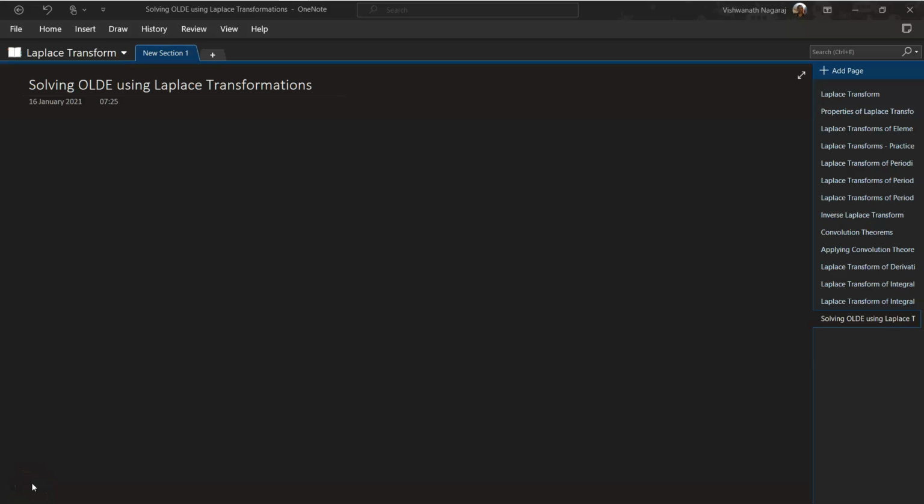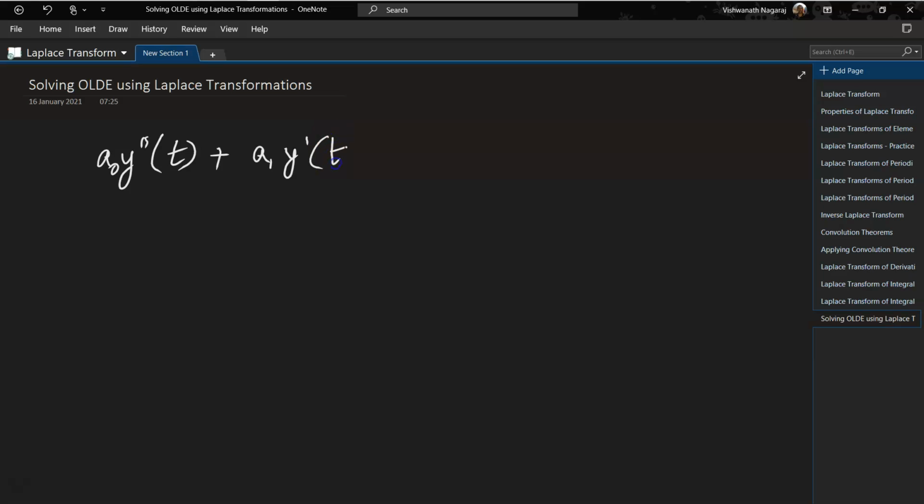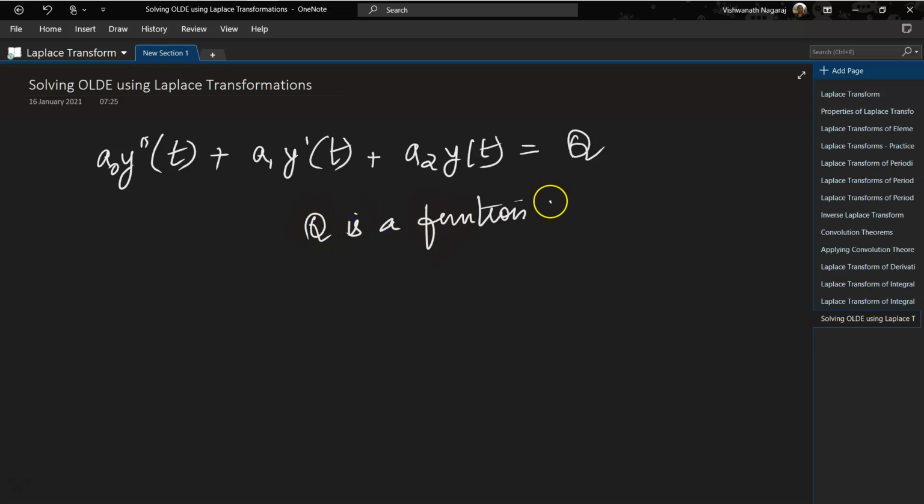Let's see how to solve ordinary linear differential equations using Laplace transformations. Okay, so let's say we have a differential equation a naught y double prime of t plus a1 y prime of t plus a2 y of t is equal to q. Now here q is a function of t.